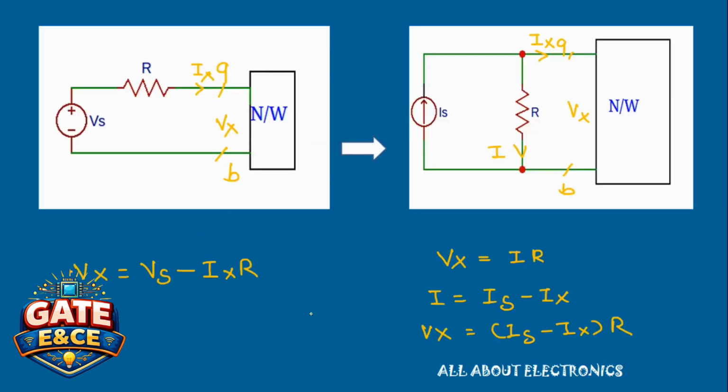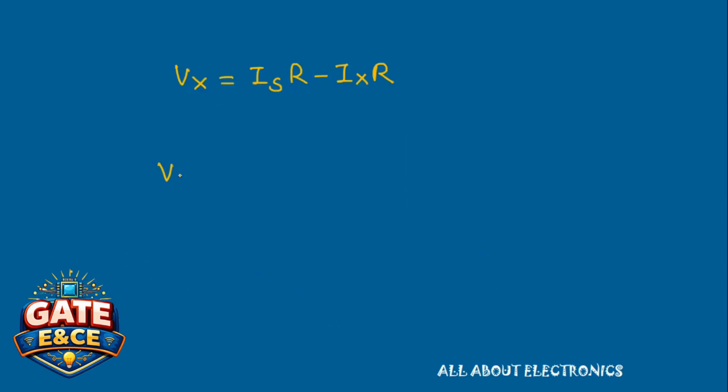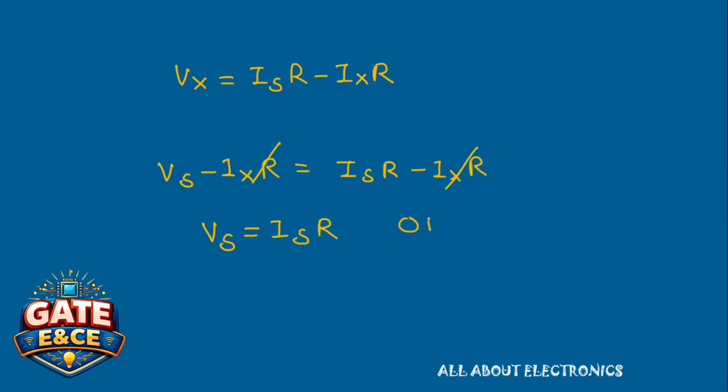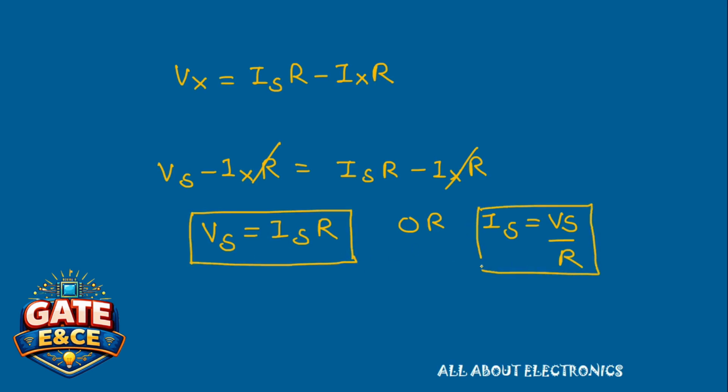Now here we can compare these two equations. So we will get Vs minus Ix into R is equal to Is R minus Ix into R. So these two terms will cancel out. So we will get Vs is equal to Is into R, or we can write Is is equal to Vs divided by R. So in this way we get a relationship between the voltage and the currents.